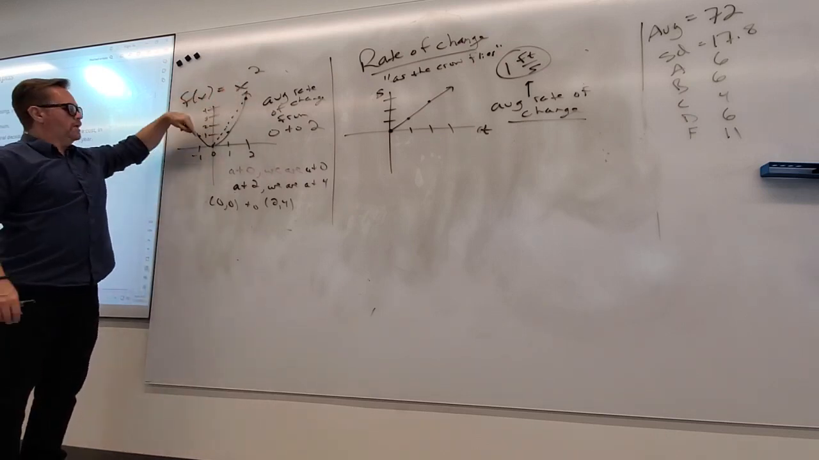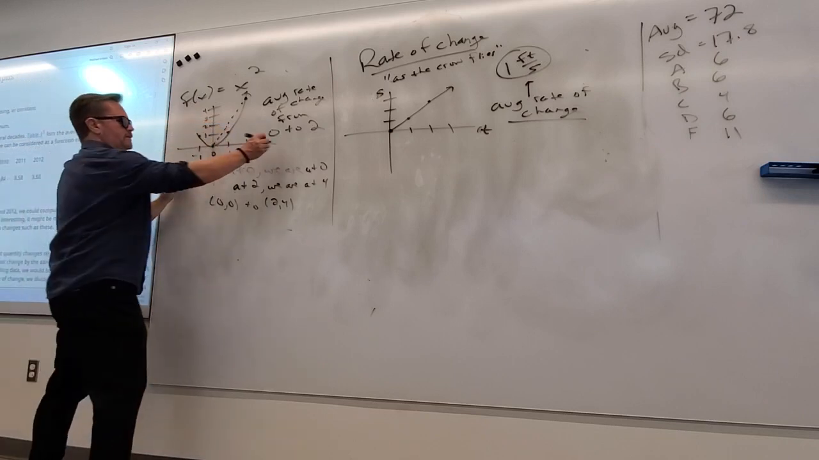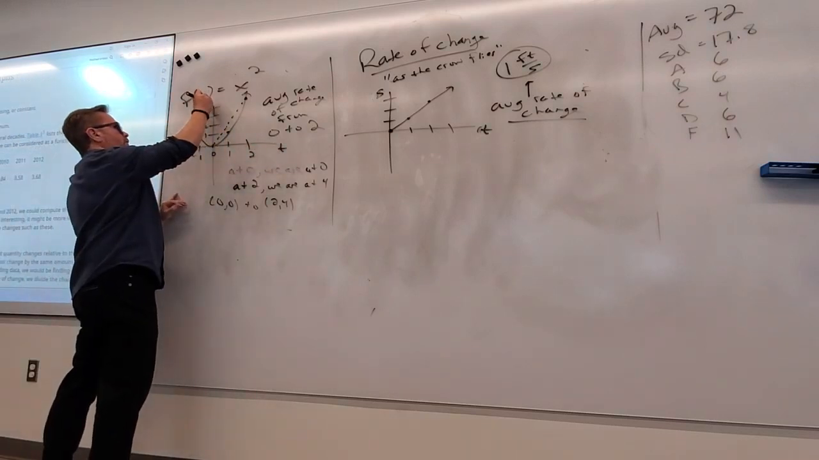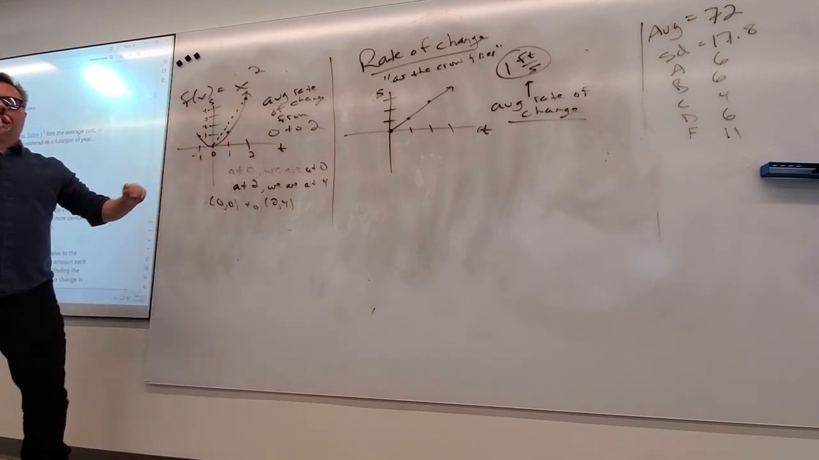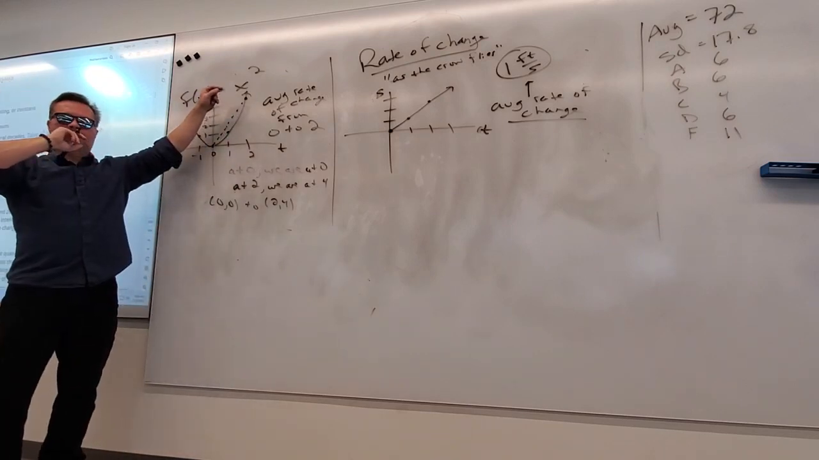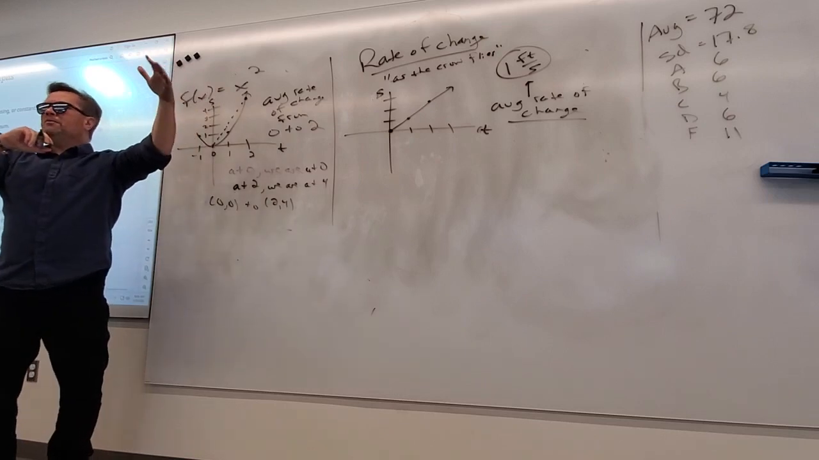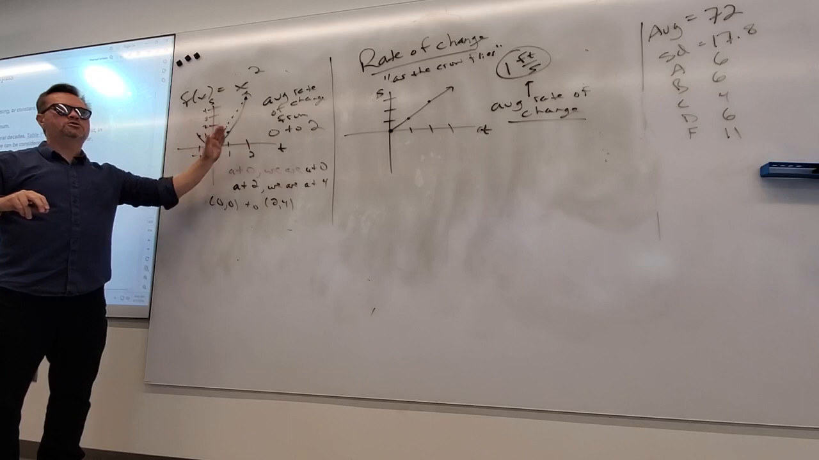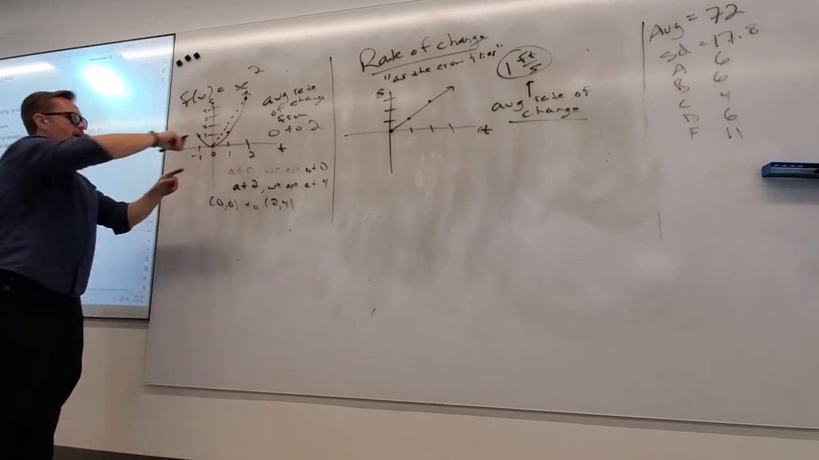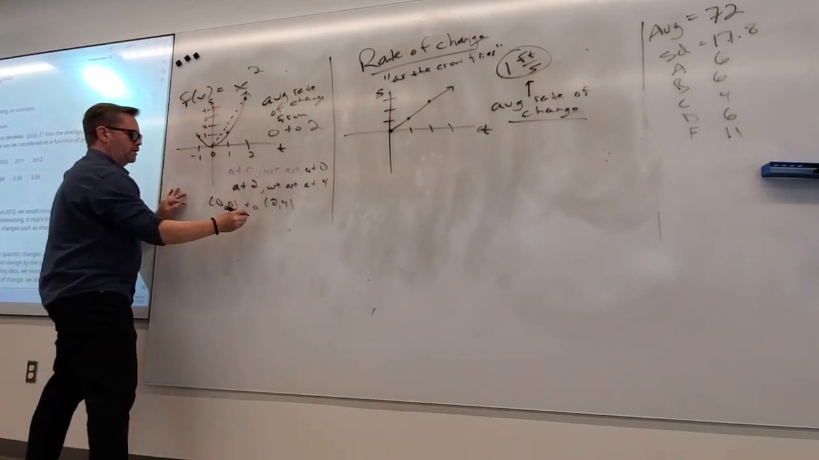So in 2 seconds, let's say this is still seconds, and let's say this is still feet. In 2 seconds, how far did we go? 4 feet. So how fast are we moving then? We went 4 feet in 2 seconds. So what's the average velocity? What's the average rate of change?